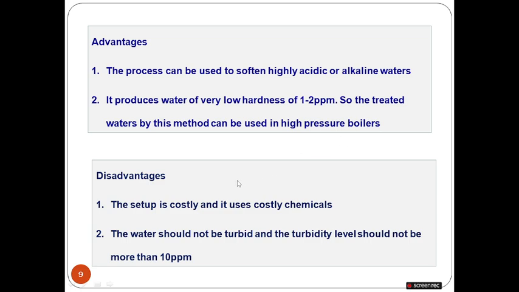The disadvantages are that the initial setup cost is too high, and also the cost of the chemicals, that is the resins, is too high. One more disadvantage is that turbid water cannot be treated by this method because the resulting water hardness will be more than 1000 ppm.